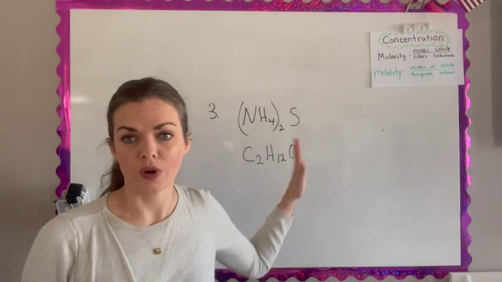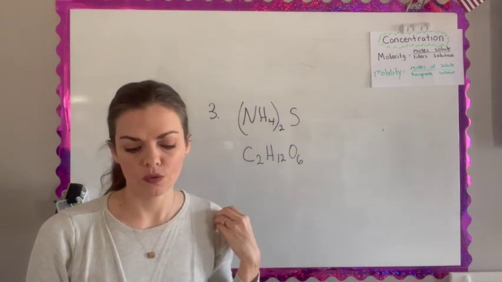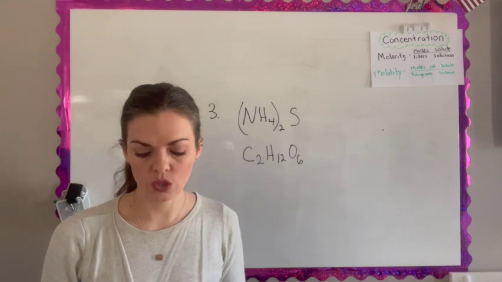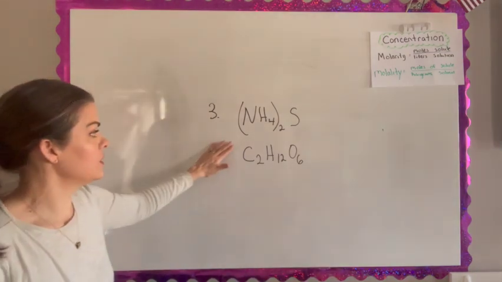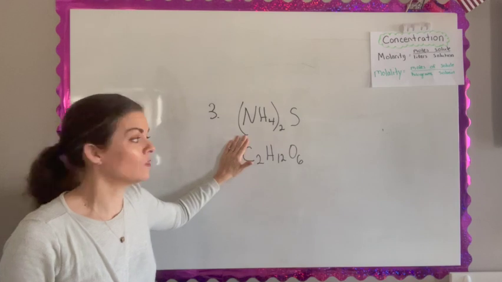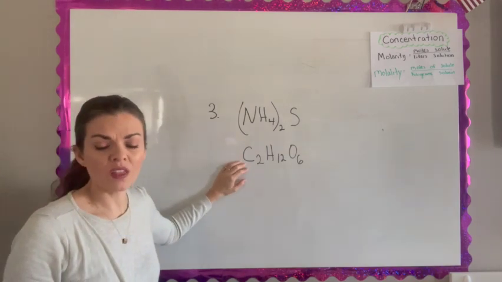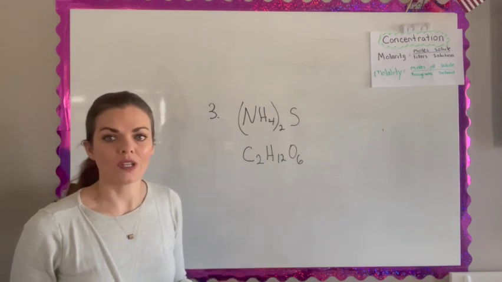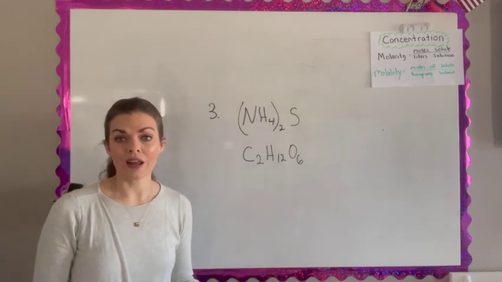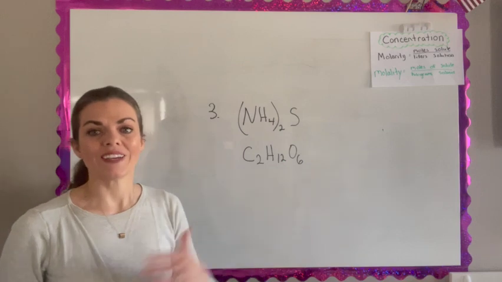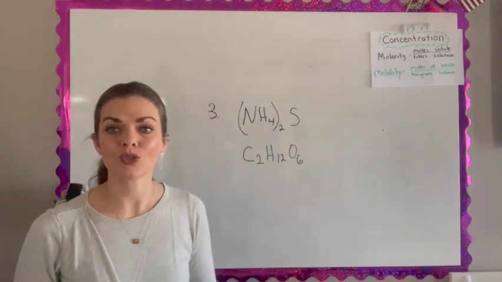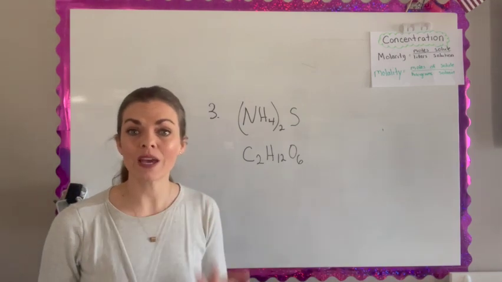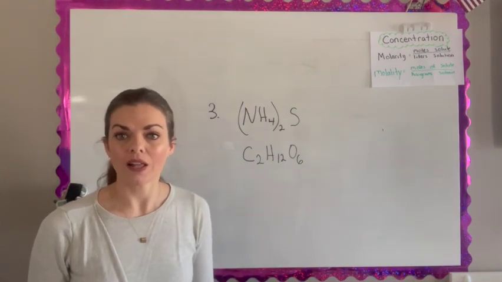Question number 3, I didn't write down the whole question, I'll just read it to you. The question asks, which will conduct electricity: a solution of water and this compound, ammonium sulfide, or this compound? It wants to know which one is going to conduct electricity. You should remember that ionic compounds conduct electricity and covalent or molecular compounds do not. So when I'm looking for an ionic compound, I am looking for a compound that has a metal in it, or ions, or polyatomic ions.